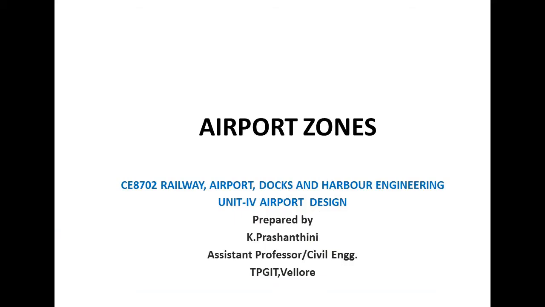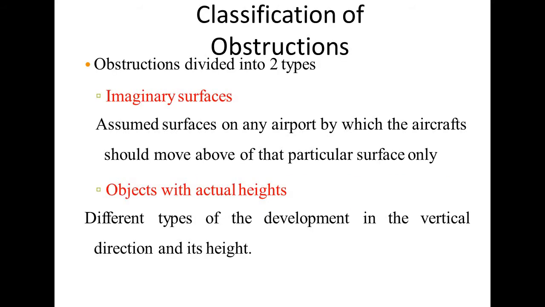This video lecture is about airport zones. The obstruction to aircraft can be divided into two types: imaginary surface and objects with actual heights. Assumed surfaces of any airport above which aircraft should move is called an imaginary surface. And the different heights of the development in the vertical direction are objects with actual heights.